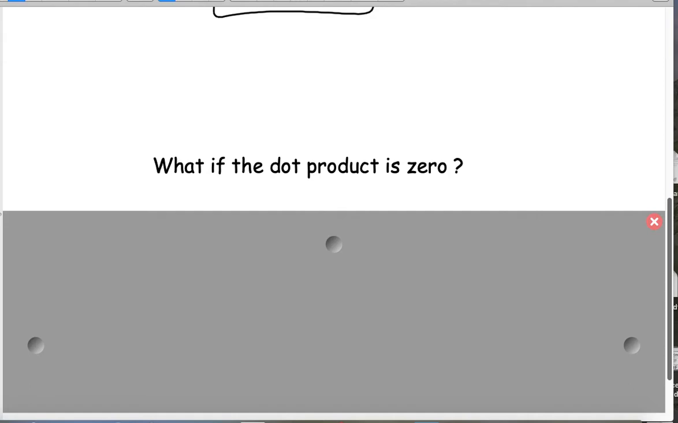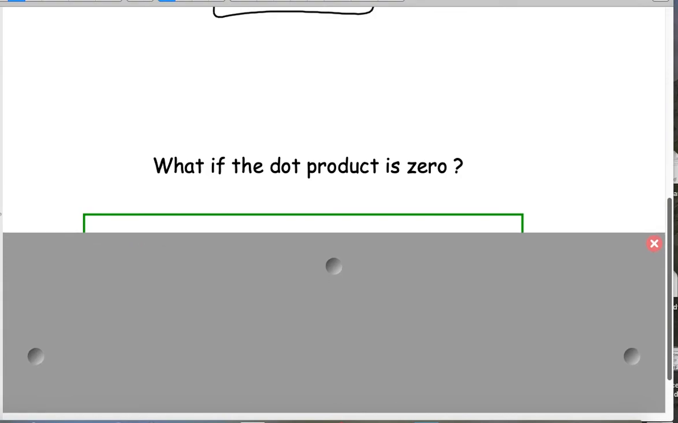Now, what if the dot product wound up being 0? Well, if the dot product is 0, I'm going to have cosine of theta equals 0 over the square root of something, which is going to be 0. And when does the cosine equal 0? Cosine equals 0 at 90 degrees, or 270 degrees. So what does that mean about my two vectors? That must mean that they're perpendicular to each other.